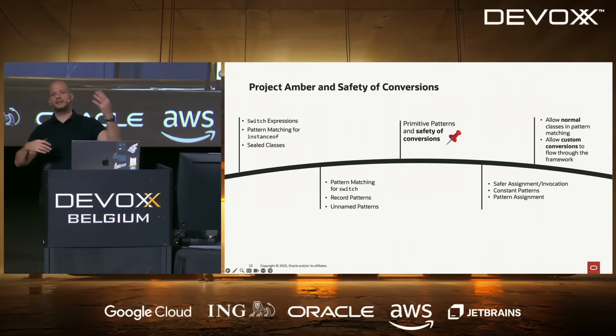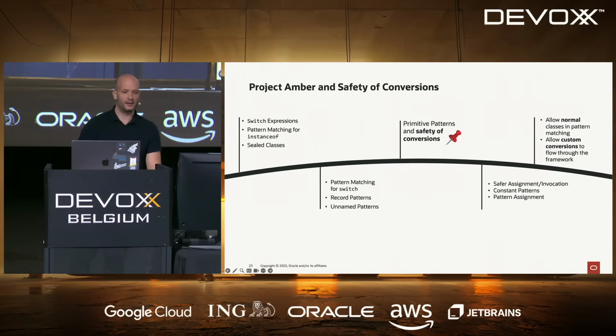What is safety of conversion? Is this convertible? Querying the compiler if there is a conversion through instanceof. Running a conversion through instanceof, the pattern matching operator, and the switch as pattern matching. And allowing all that to work with custom conversions for Float16 and, I don't know, user-defined value classes. This is a very important property.